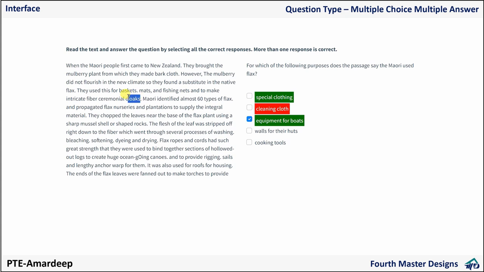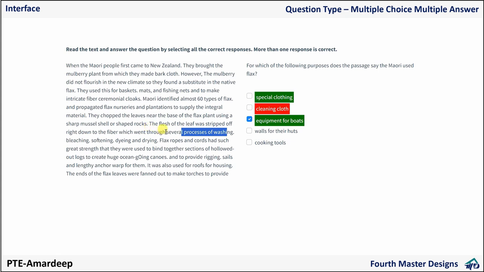But let's say if you are not aware of it and you can't get the ceremonial one either, you can go for an educated guess or let's say a wild guess. You can select this one. If you are not sure, still you will be getting one. But if you are confused, now they have baskets, mats. Then do they have anything? They chop the leaves using a sharp mussel shell, stripped off, several processes of washing. Now, are they using this flax for washing purpose?